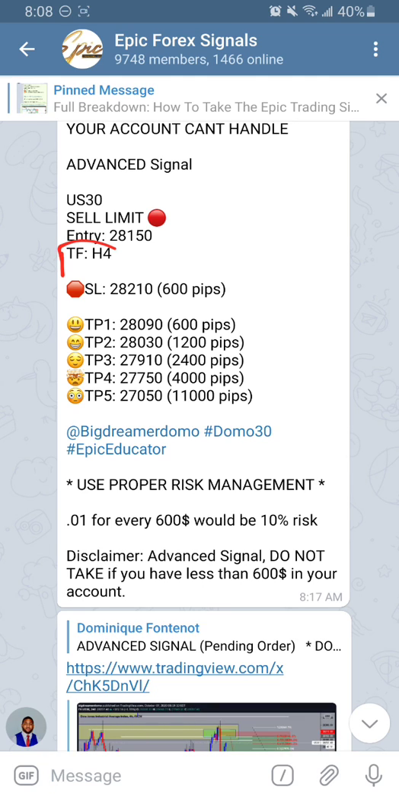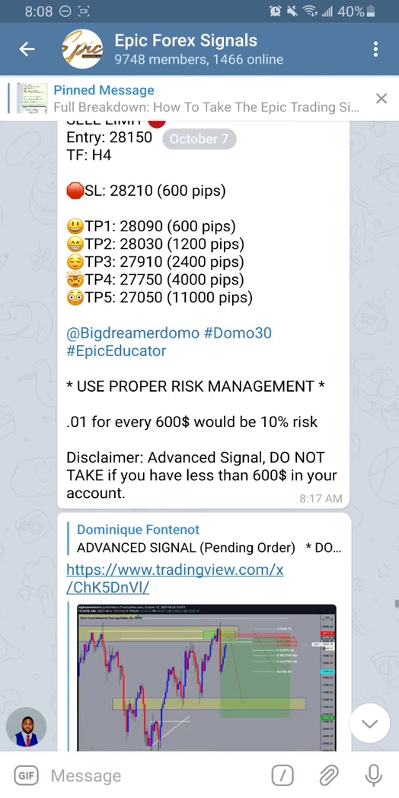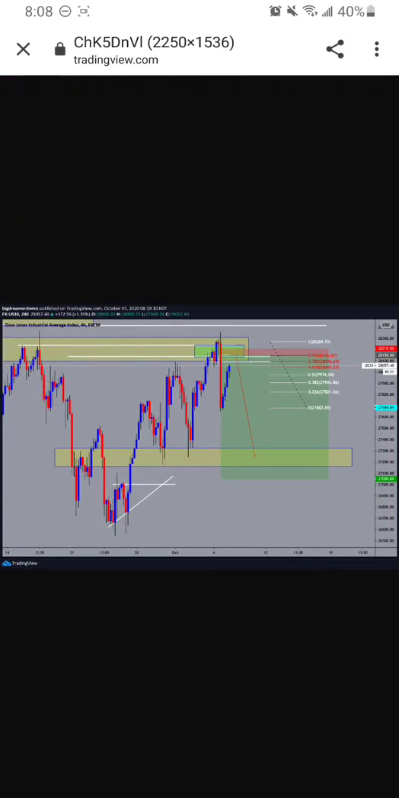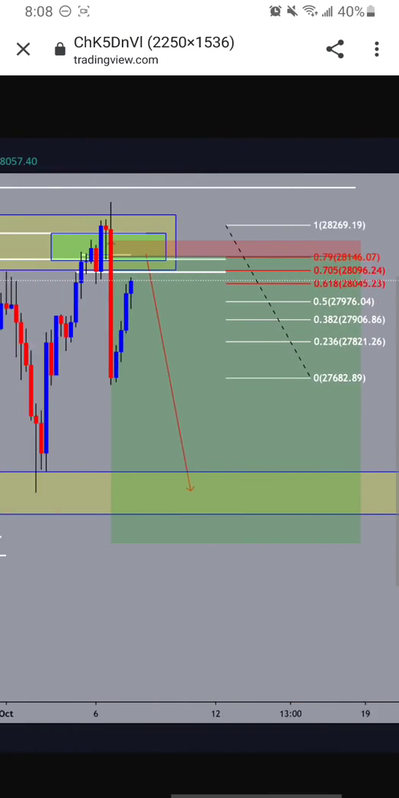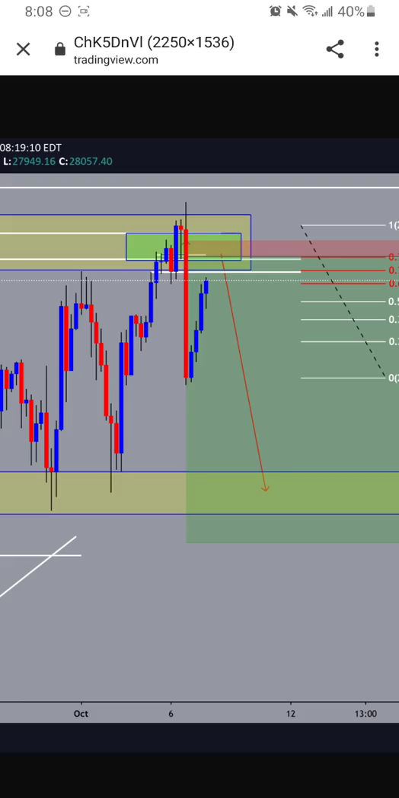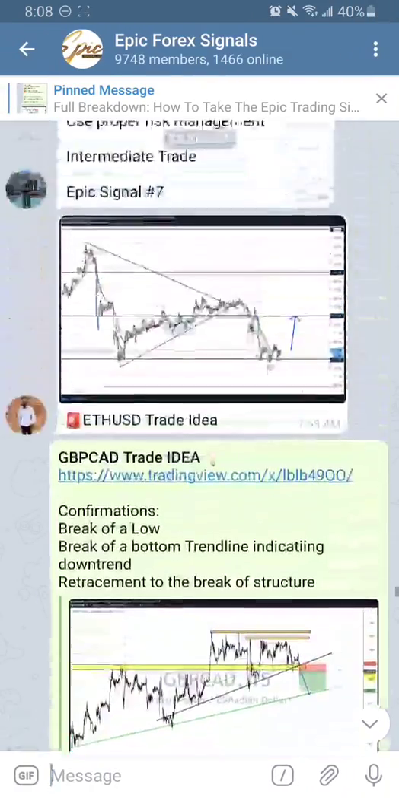Also, you're going to have the time frame at which this trade was being analyzed. So if you want to go to the H4 chart and put in the numbers, like the horizontal lines on the chart and so on and so forth on TradingView, then you can do so.